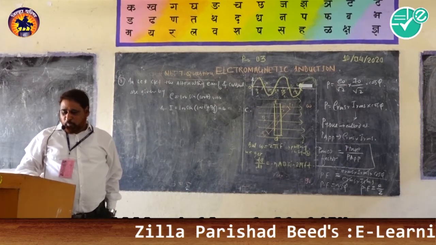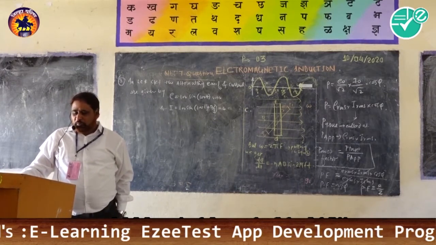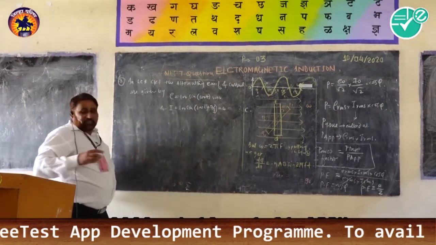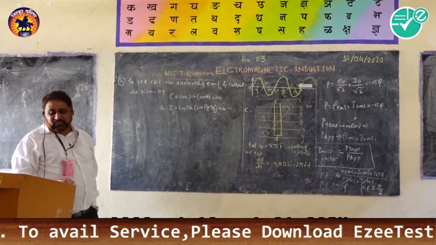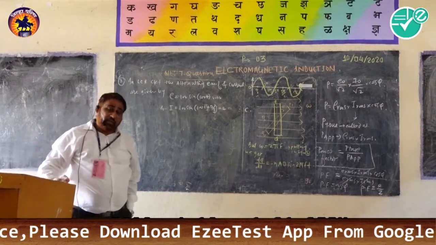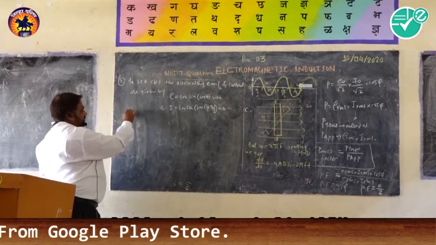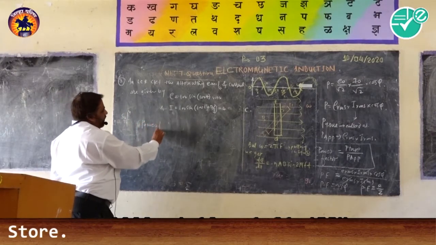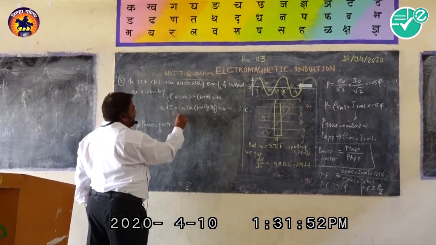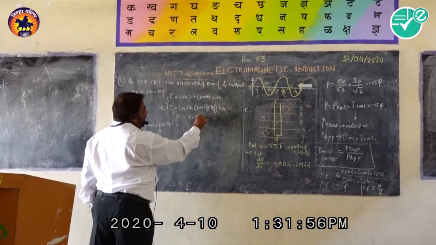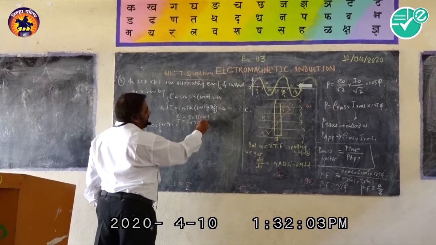The question is, what will be the power factor? So the power factor we are interested in here. Comparing these equations with the standard equations, what is the standard equation? E is equal to E0 sin omega t. And what is the standard expression for current? I is equal to I0 sin omega t.